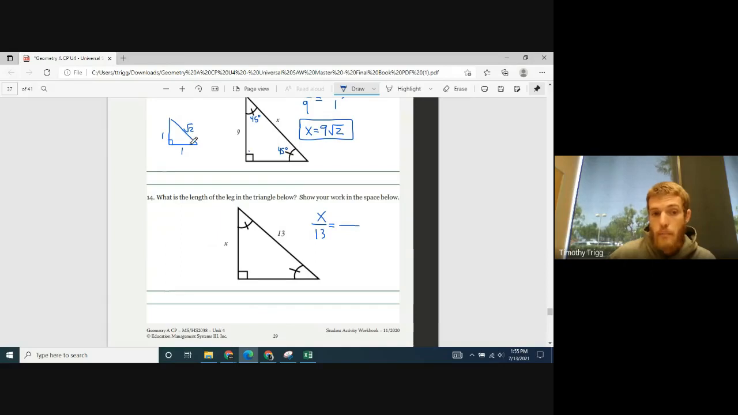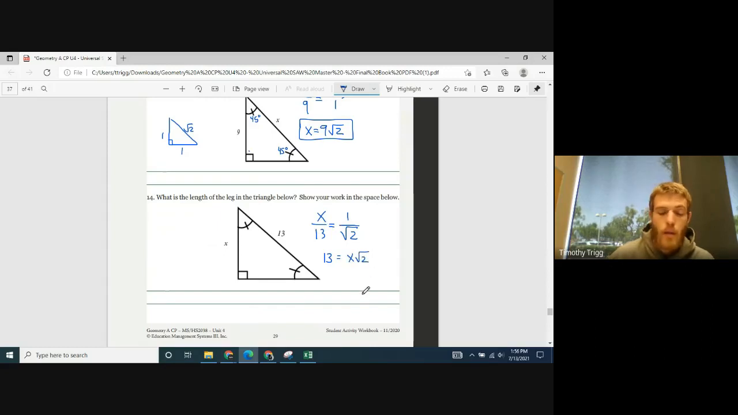So when I set up, looking at this other 45, 45, 90, I want to make sure that I'm matching the hypotenuse here with the hypotenuse here. So the 13 corresponds with the square root of 2 from this one, and the x with 1. Cross multiply. So 13 times 1, that's 13, equals x times square root of 2.